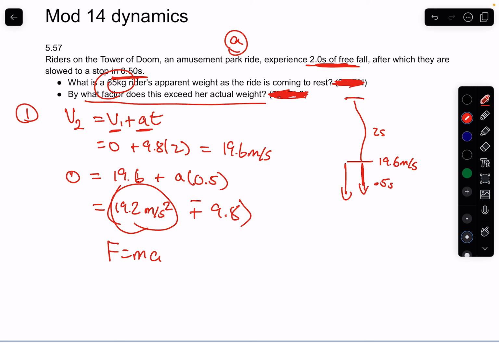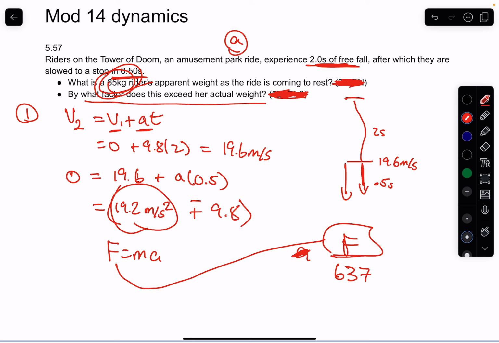For the second part, you're going to just take the answer to part A divided by their weight on the Earth. And their weight on the Earth is just 9.8 times 65, which I'll tell you is 637. So whatever force you get from part A, let's say F, divided by 637, and that gives you a ratio.